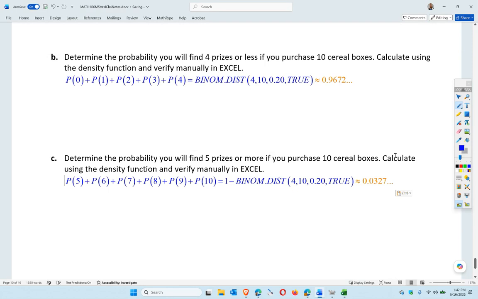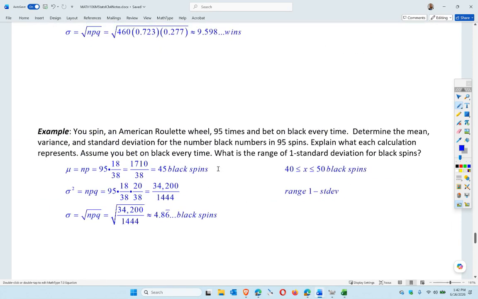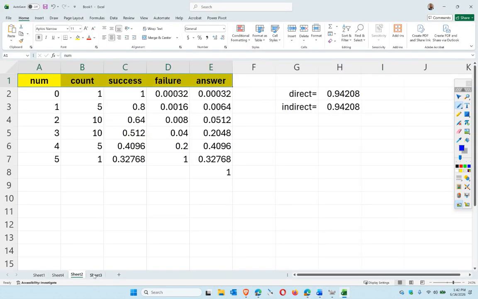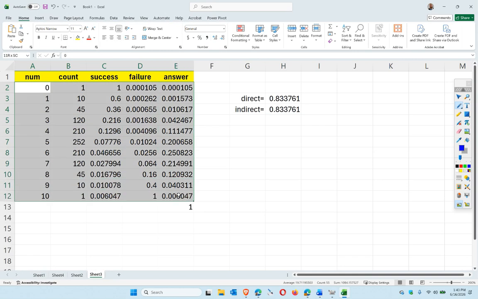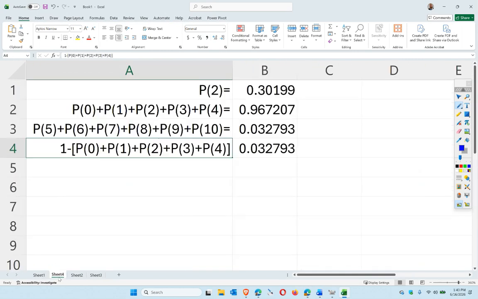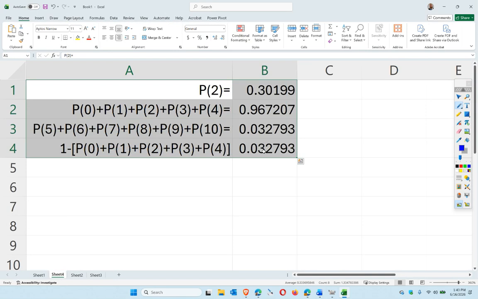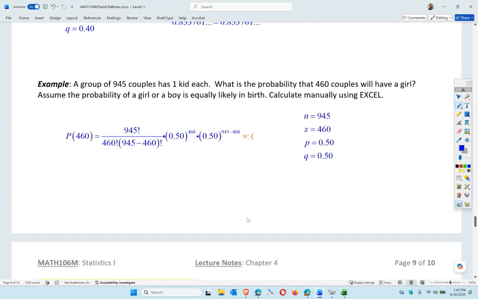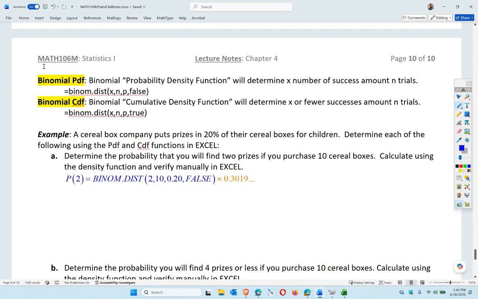Okay, so this one says calculate using the density function, verify manually in Excel. So this is the function. Manually in Excel is what we were doing before when we actually went through and added them up. This is the manual method, and this is the density method, essentially. And there's 2 density functions: the PDF and the CDF. So PDF is just a single probability. You put false, you don't add them up. And CDF is a cumulative, which is you put true, which means you add them up left to right.